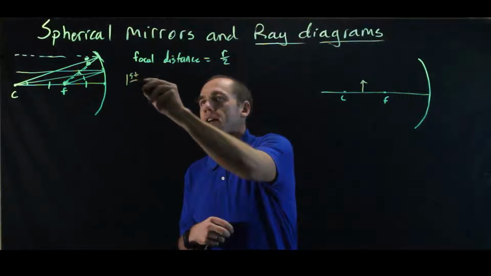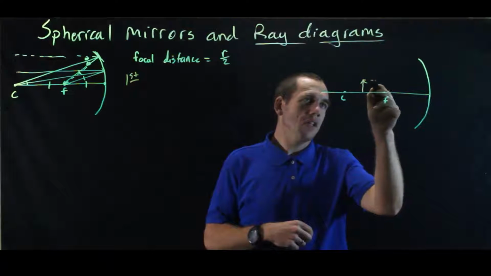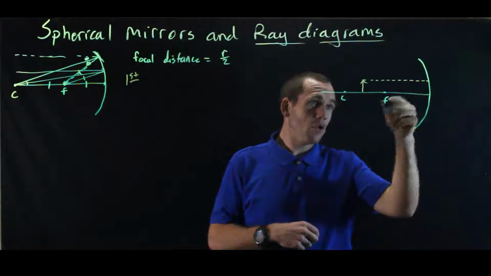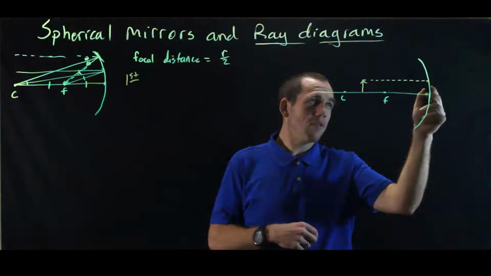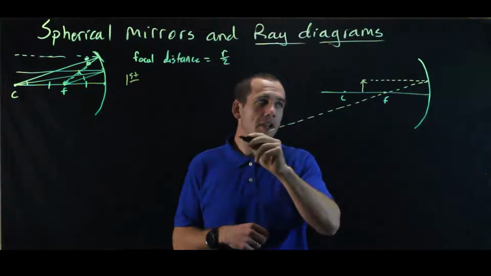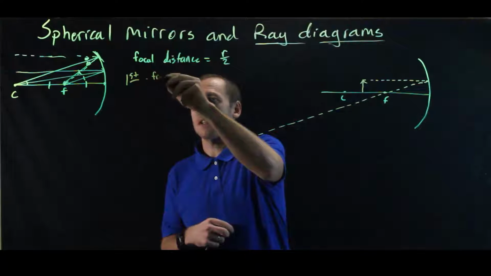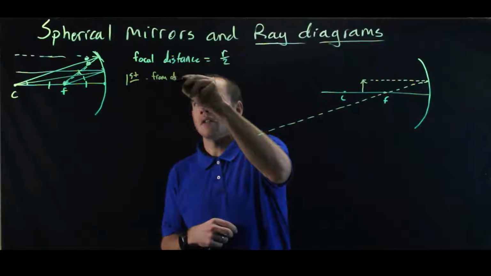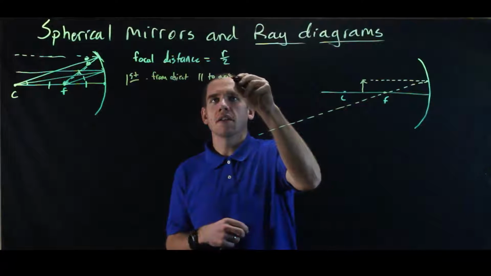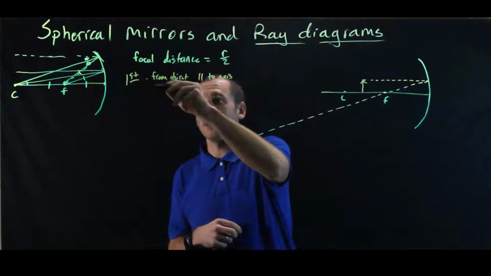The first ray I'm going to draw is from the tip of this object, parallel to the principal axis, and then see what it does. Well, since that's going to go through the focal point, I'm going to draw that reflected ray back through the focal point. And I'm just going to keep drawing it, right? So that's my first ray. It was from the object, parallel to the axis, and so by the law of reflection, it reflects through the focal point.